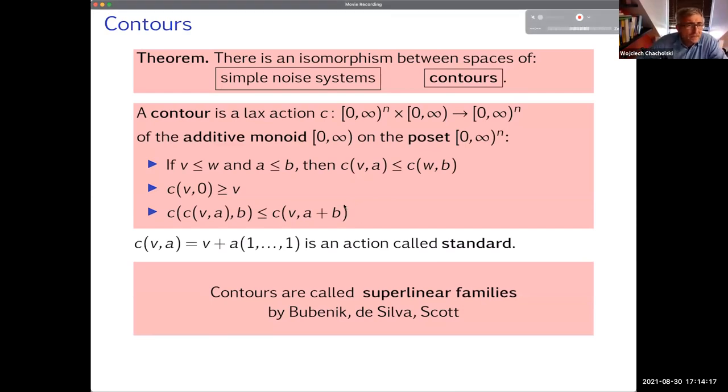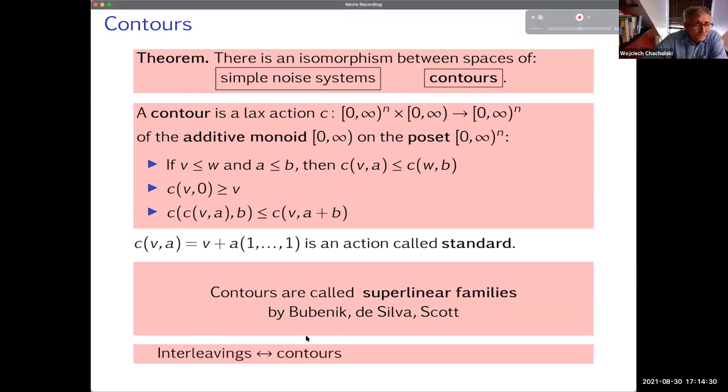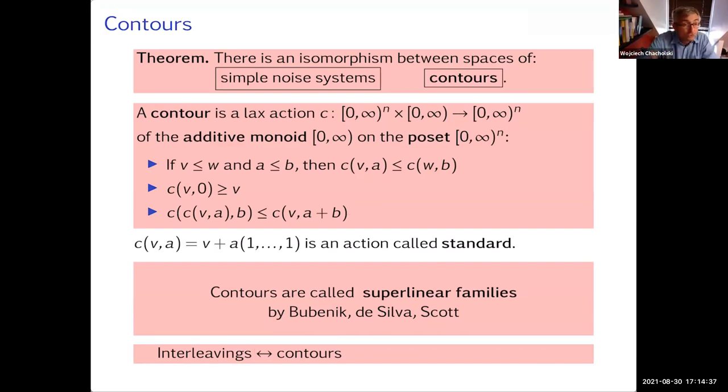In the TDA community, for example, Bubenik, De Silva, and Scott call them superlinear families, and they use them with interleavings. That's from their work. Interleavings and contours are sort of the same. What I just told you is that these contours, and hence interleaving distances, are the same as simple noise systems, which I gave you an algebraic characterization of, okay?